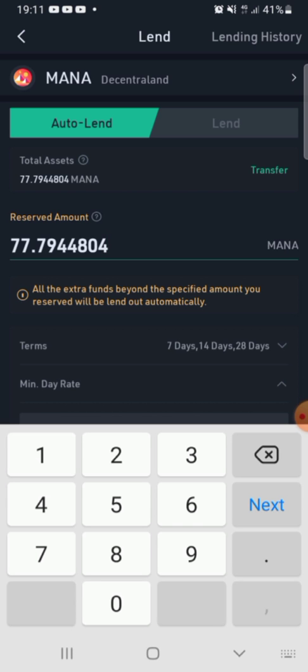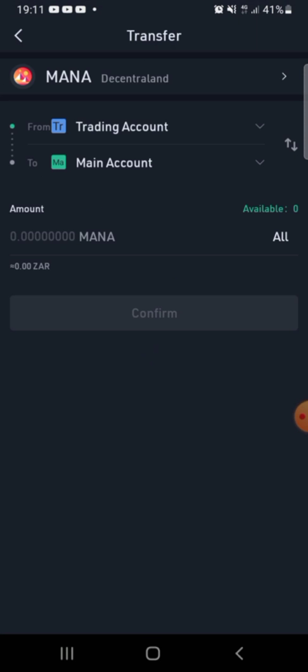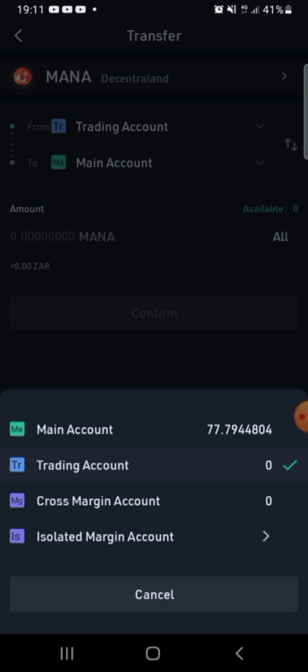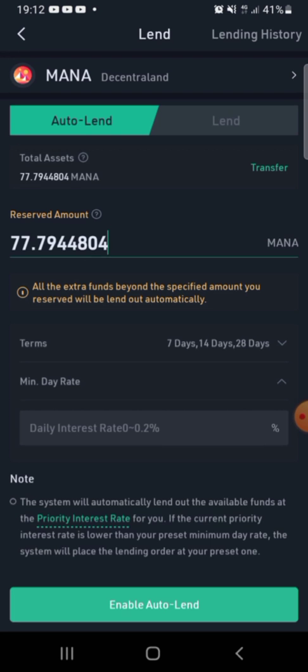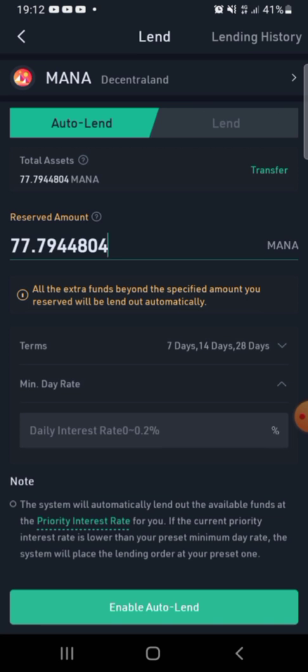So yeah, this mana is already on my main account, because if you see the transfer button here, it's basically for if there is cash in your trading account, for example, then you could take your mana from that account, or maybe from your cross margin account, then you could take your assets from those accounts, because KuCoin has a whole different set of accounts, but I could get into that in a whole different video if you guys want. But anyways, my mana is already on my main account.